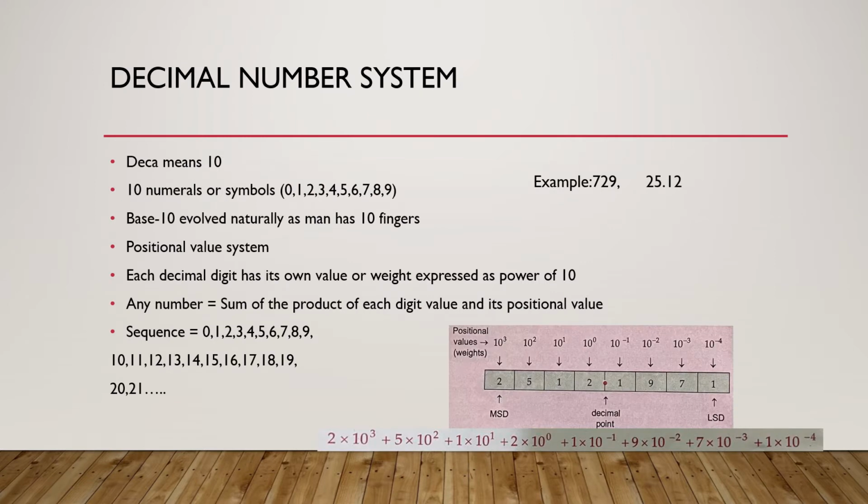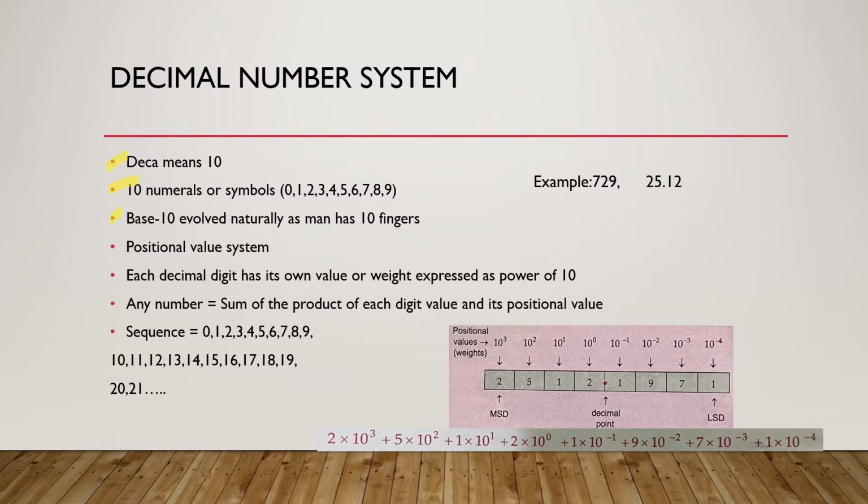The decimal number system is composed of 10 numerals or symbols. It gets its name from deca, which means 10, and the 10 symbols are 0, 1, 2, 3, 4, 5, 6, 7, 8, 9. The decimal number system is also called the base 10 system, and this is because it has 10 digits and it evolves naturally as a result of the fact that humans have 10 fingers.